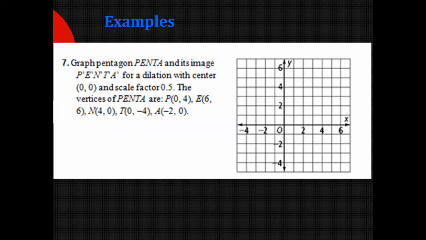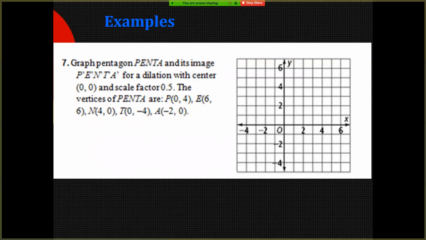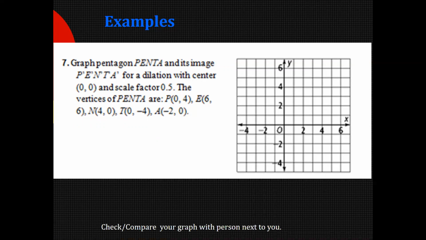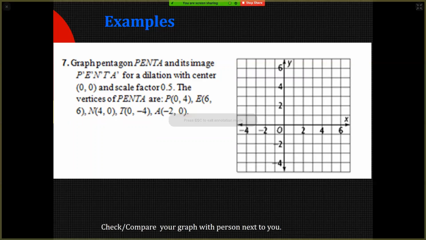So for example 7, we're going to graph a pentagon PENTA and its image P prime, E prime, N prime, T prime, and A prime for dilation with a center 0, 0, and then a scale factor of 0.5. It tells us the vertices are P, 0, 4. So we're going to graph 0, 4 first. So 0, 4 goes right here. And I'm going to label that P.